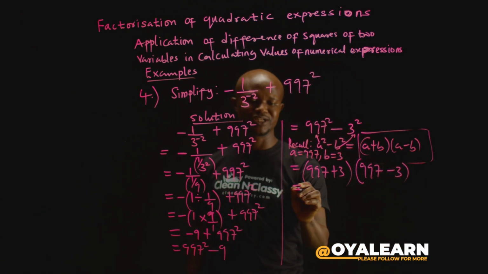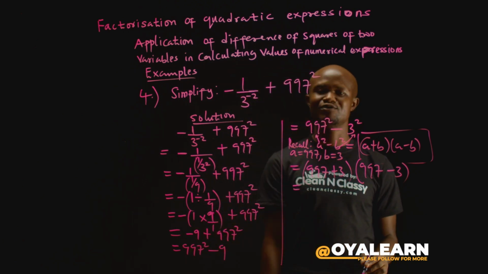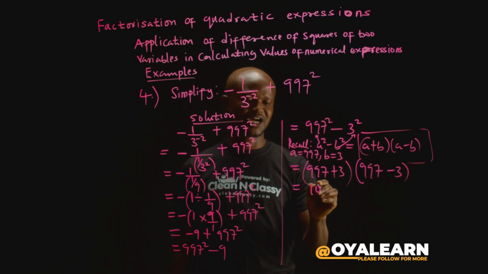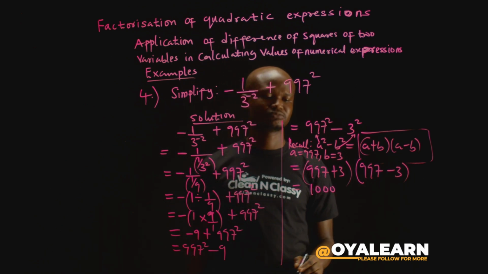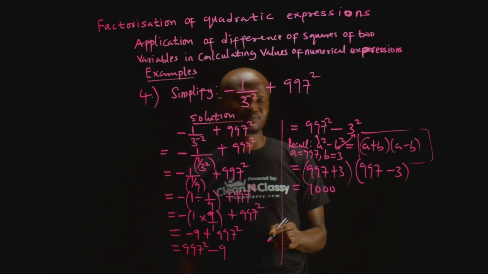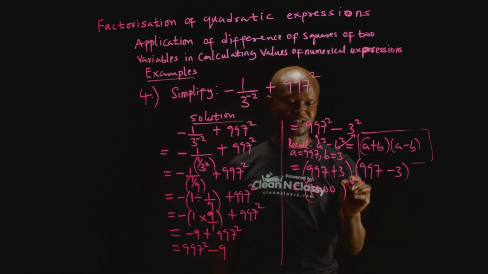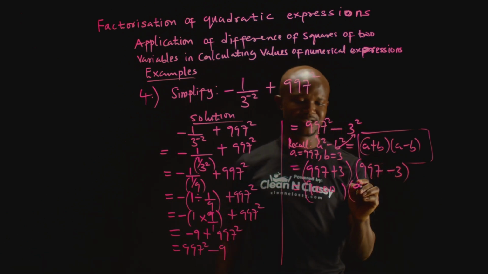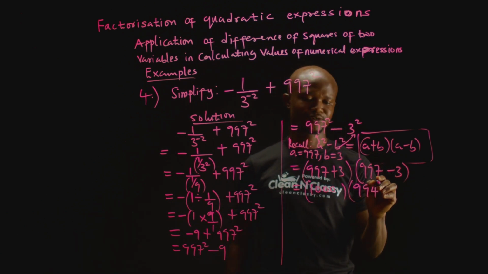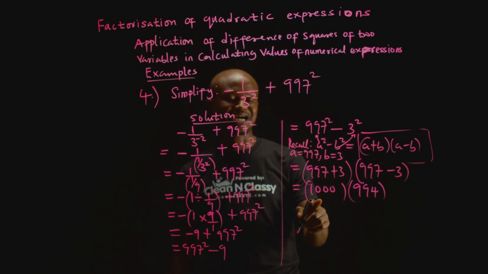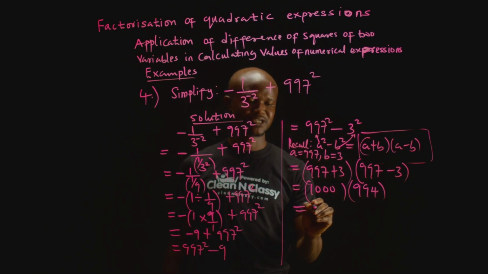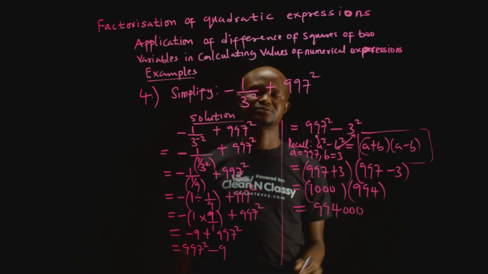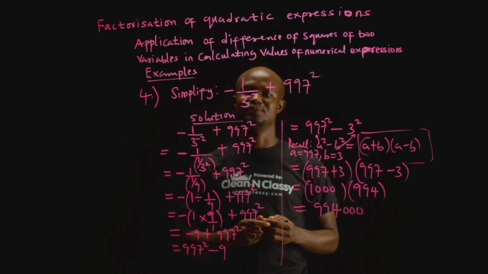Now in this case, what is 997 plus 3? 997 plus 3 will give us 1,000. Into bracket, 997 minus 3, that would give us 994. So 994 times 1,000 will give us 994,000. That is the solution to the problem. Thank you.